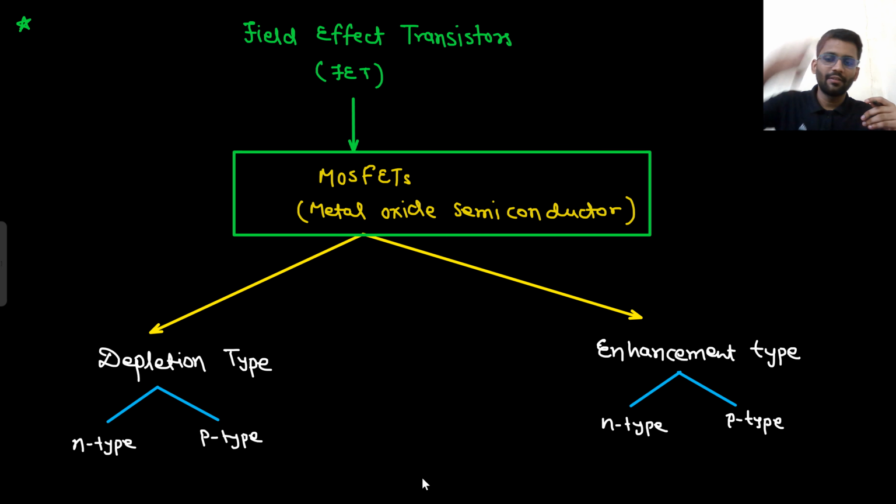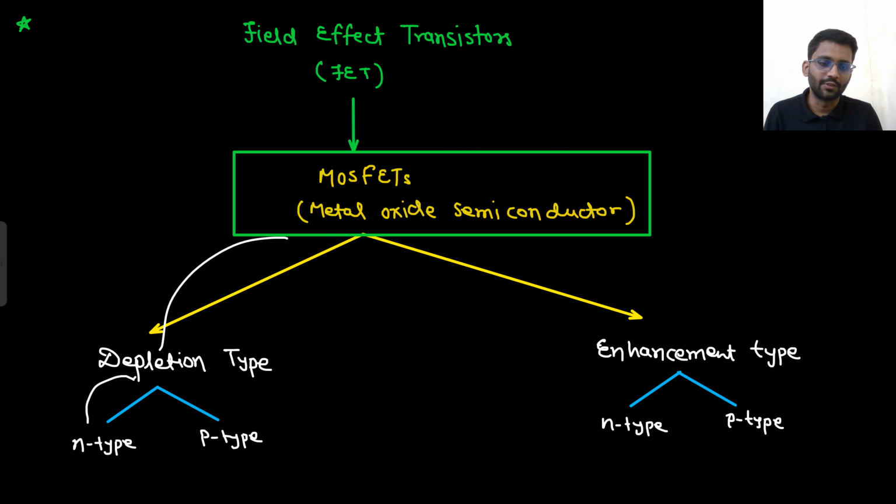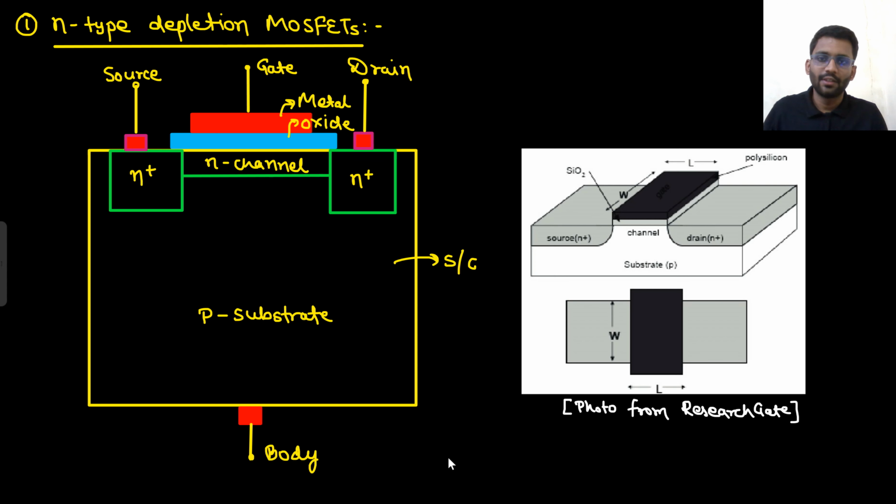We will study one by one. First we will study the N type depletion MOSFET. This is what we are going to study. First we will see the general structure of a MOS which is of N type. In N type we have an N well, that means you have N type semiconductor here.